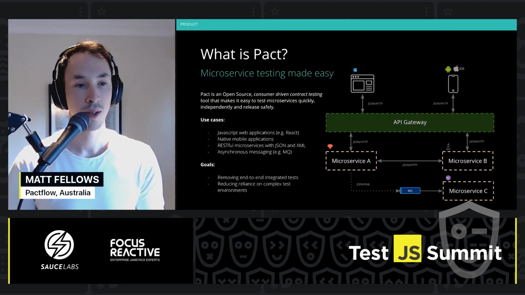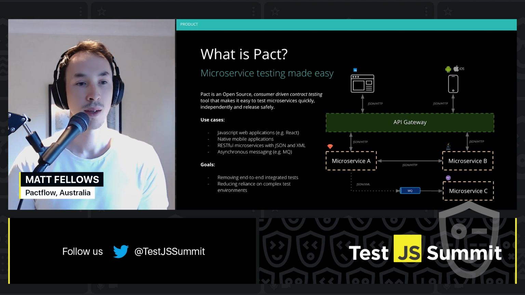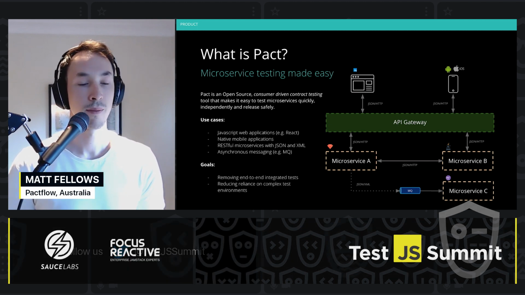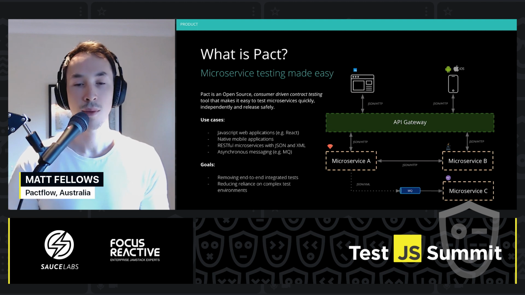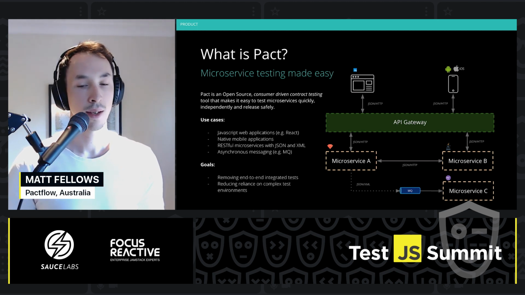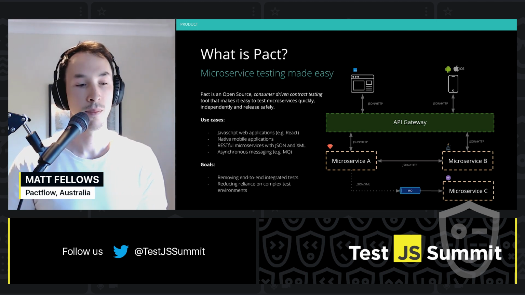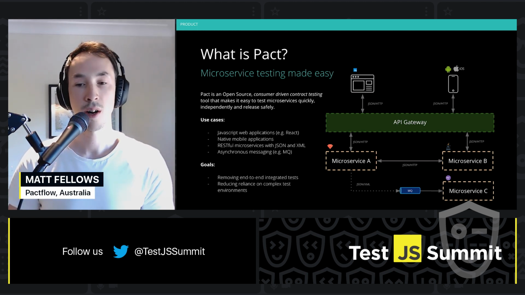So this is where the tool Pact comes in. It combines the idea of fast, isolated mocks and unit tests with contracts to ensure that they don't drift. It's an open source, what we call consumer-driven contract testing tool. And it's designed to help you test your microservices and distributed systems independently. Its main use cases are in things like JavaScript web applications, native mobile apps, talking to RESTful services, JSON or XML, or talking over message queues. So think of Kafka or SNS and these kinds of things. Its goals are to reduce or remove entirely the need for those end-to-end integrated tests and reduce the reliance on those complicated test environments.